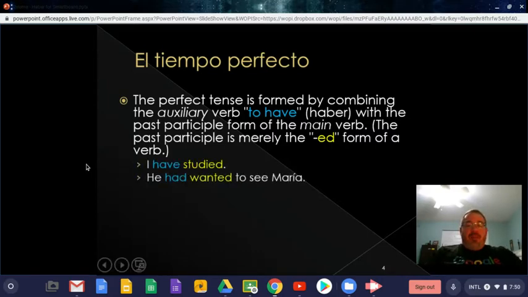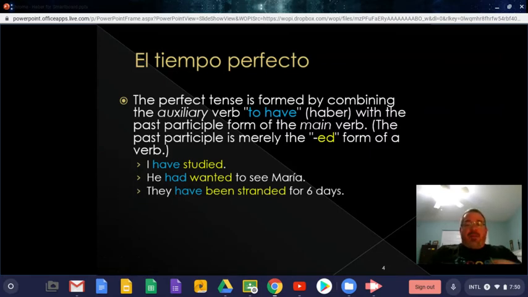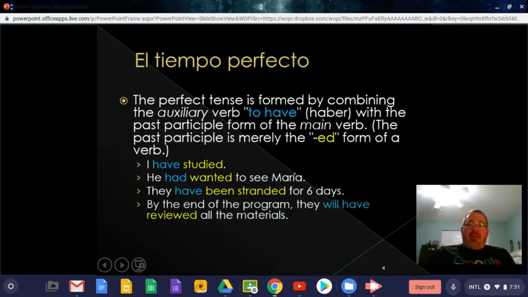All right, so here's a couple of examples. I have studied is present perfect. So I have is present tense. He had wanted. This is past perfect, something happening in the past. They have been stranded. This is a little more complex way of saying what we want to say. And by the end of the program, they will have reviewed all the materials. This is a future. They will have. It's just a future form of the perfect.